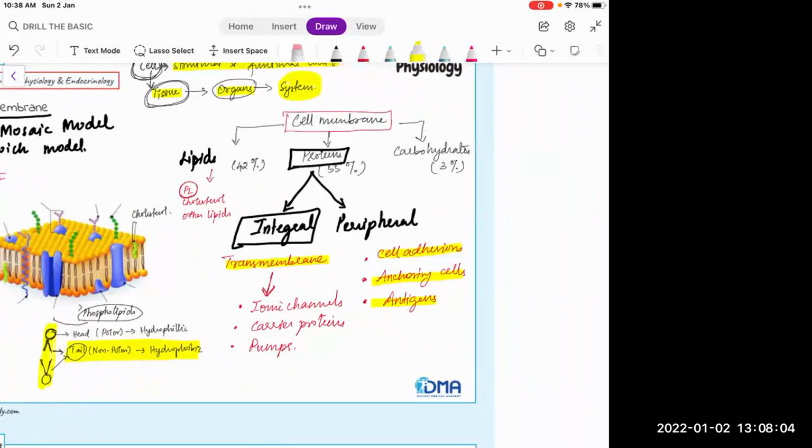And moving on to the carbohydrates. The carbohydrates constitute only 3% of the cell membrane, and they help in anchoring between the extracellular matrix and the adjacent cell.